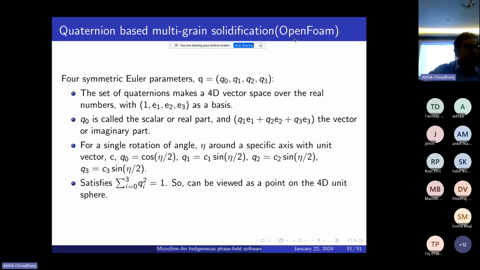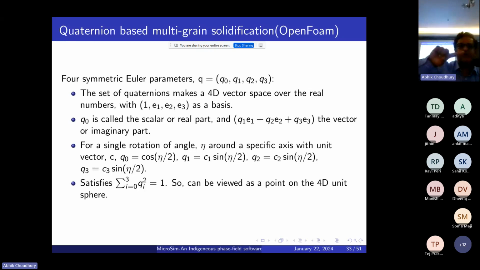The OpenFOAM solvers utilize a slightly different way of doing multi-grain compared to the other solvers. We use what is known as the orientation field. That means the orientation of the grain is treated as a field which evolves with time. So you start from a distribution of the orientation as a field, and that is a function which evolves with time, giving you multi-grain solidification.